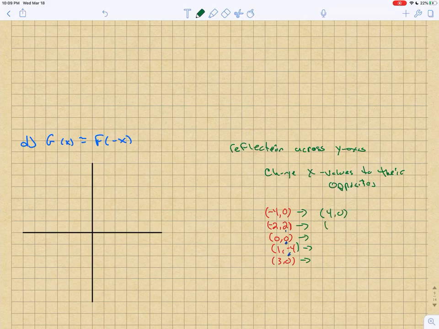I do not affect the y. -2, 2 becomes 2, 2. 0, 0, there is no opposite of 0, it's just 0. 1, -4: my x value, which was a 1, becomes a -1. It does not affect the y value of -4. My 3, 0: x was 3, becomes the opposite, -3, 0. So we're going to plot these: 4, 0, that's my first point, 2, 2, 0, 0, -1, -4, and -3, 0.